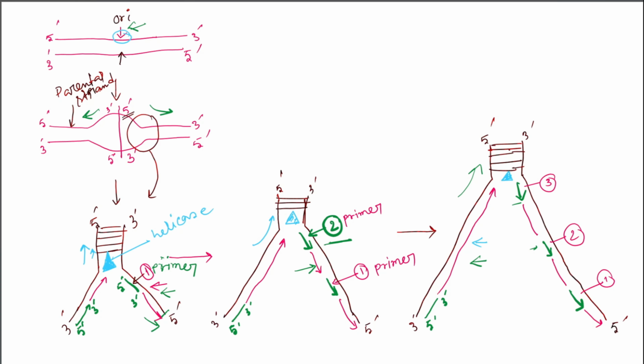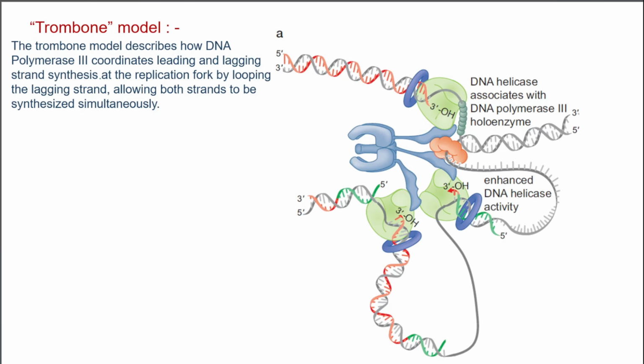To match the speed of the leading strand, scientists proposed a model called the Trombone model. The Trombone model is a conceptual framework that explains how the replisome synthesizes both DNA strands simultaneously. The Trombone model describes how DNA polymerase 3 coordinates leading and lagging strand synthesis at the replication fork by looping the lagging strand. This is the loop formation, allowing both strands to be synthesized simultaneously. It is named for the way the lagging strand loops out and collapses repeatedly, resembling the slide of a trombone.